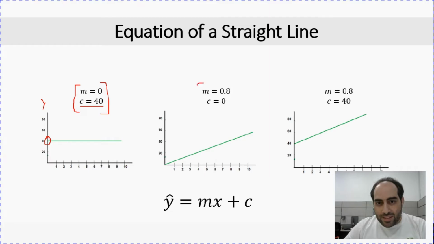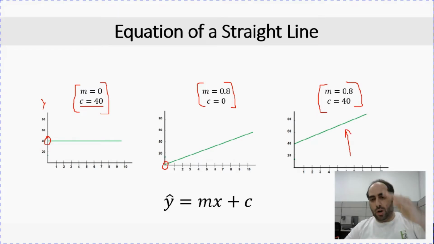Fine. And then the second one, we have M equals 0.8. That is the slope. And as you can see, it has an angle. It's upward. And C is equal to 0. That's why it is passing through the origin point. Here we have M equals 0.8 and C equal to 40. As you can see, the line shifted a little bit up so that it can cross y equal 40. Right? So as you can see, I can position or control the position of the line based on two parameters, the slope and the intercept.